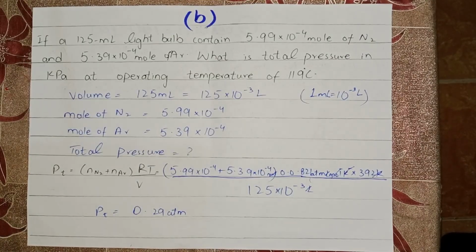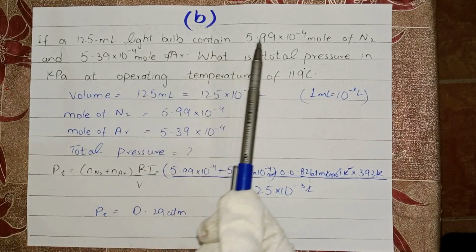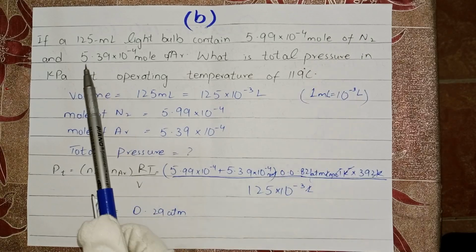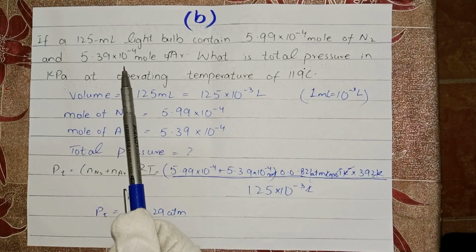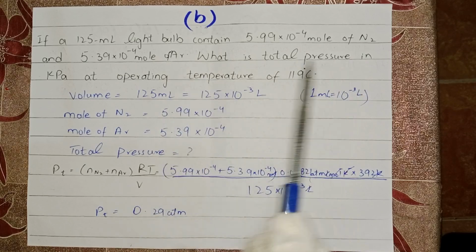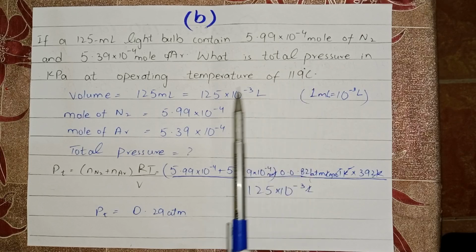Part D. If a 125 milliliter light bulb contains 5.99 into 10 to the power minus 4 moles of nitrogen and 5.39 into 10 to the power minus 4 moles of argon, what is the total pressure in kilopascal at an operating temperature of 119 centigrade?